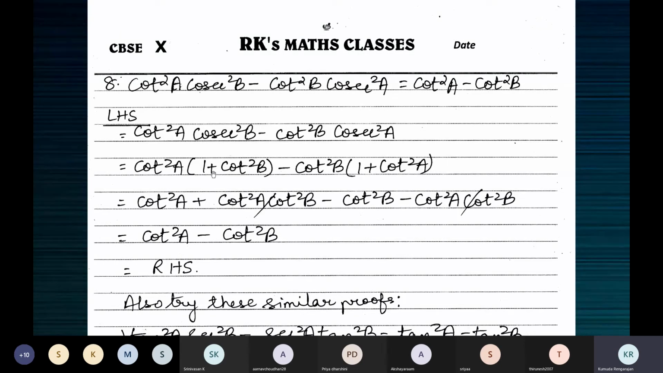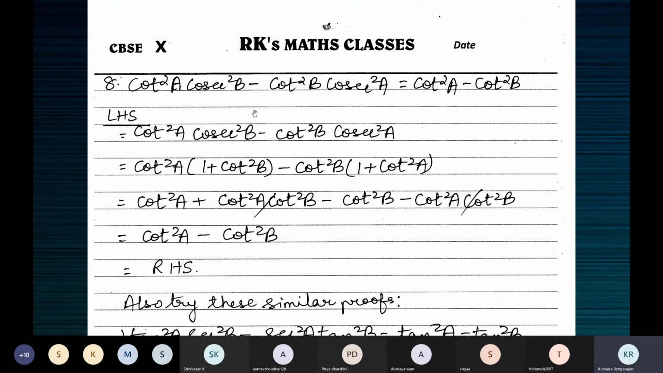Then once you do that, you'll have to multiply. Cot square A into 1 is cot square A. Cot square A into cot square B is this one. Cot square B into 1 here. And cot square B into cot square A here. And these two terms get cancelled. And you have it, which is the RHS.